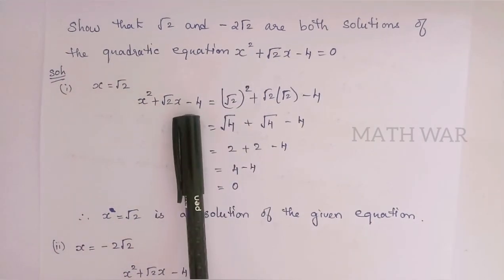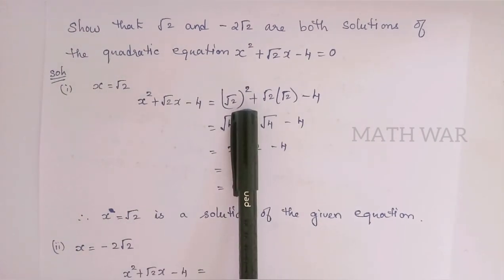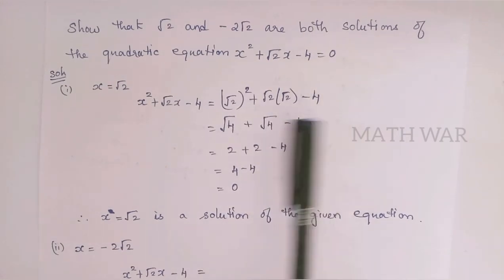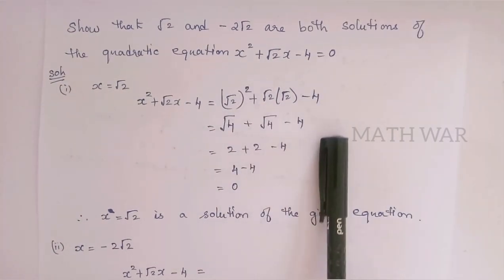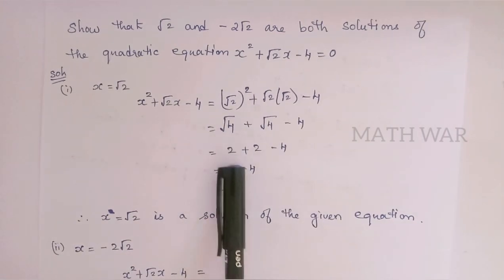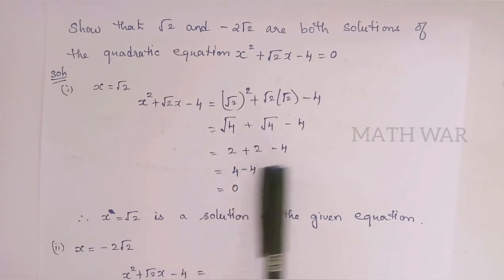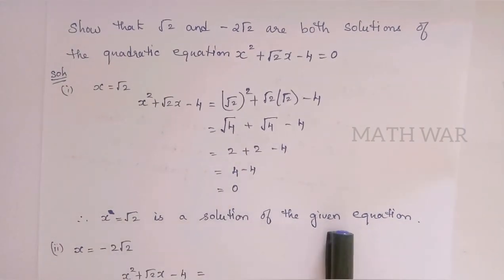So x² + √2x − 4 equals, in the place of x, substitute √2. So (√2)² + √2 × √2 − 4. (√2)² is 2, and √2 into √2 is √4, which is 2, minus 4. So 2 + 2 is 4, and 4 − 4 is 0. Therefore x = √2 is a solution of the given equation.